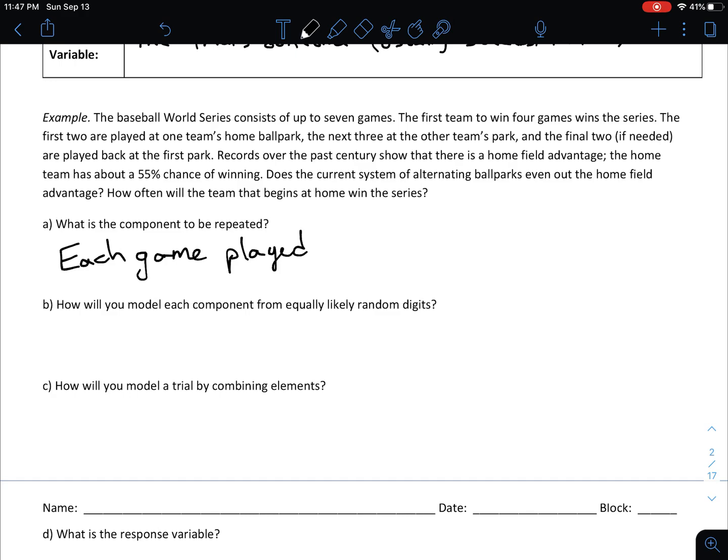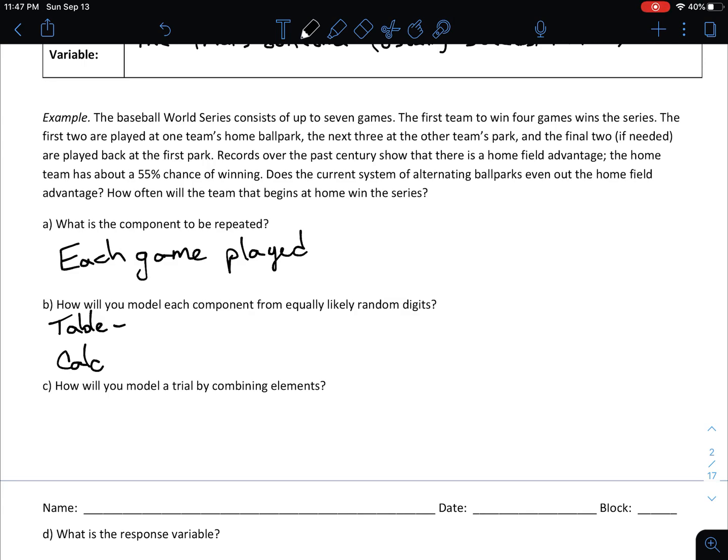Okay, for part B, how will you model each component with equally likely random digits? There's kind of two different ways that we can do this. So let's talk about how you would do it using a table and how that's different from using a calculator. In a table, you have to make sure that there are two full digits for each possible outcome.